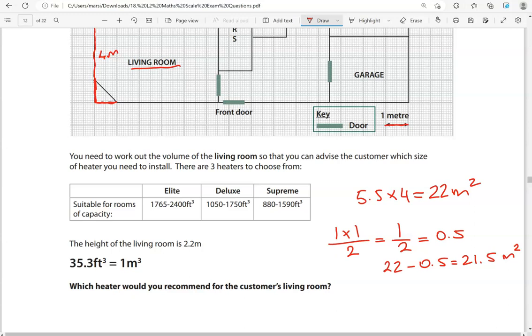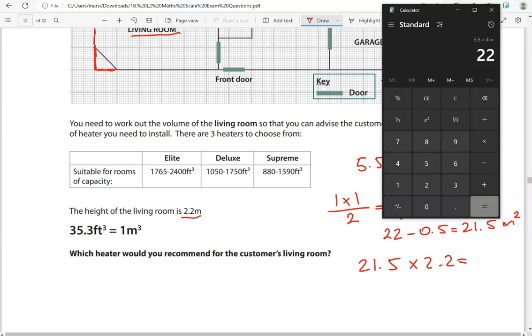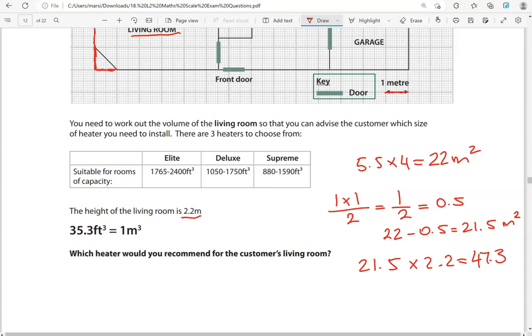To work out the volume, we need to multiply the area by the height. So the height, that is 2.2 meters. So we're going to do 21.5 times 2.2, which is 47.3 cubic meters. Now, we know that 1 cubic meter is equal to 35.3 cubic feet.